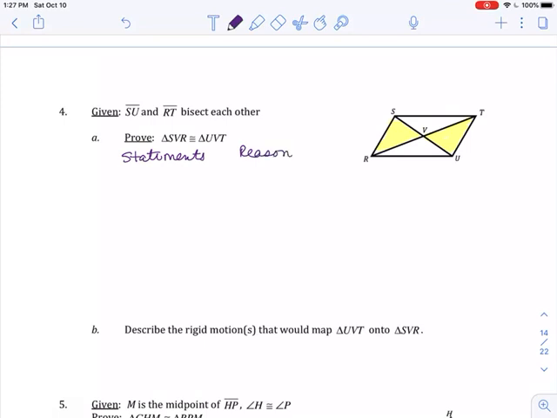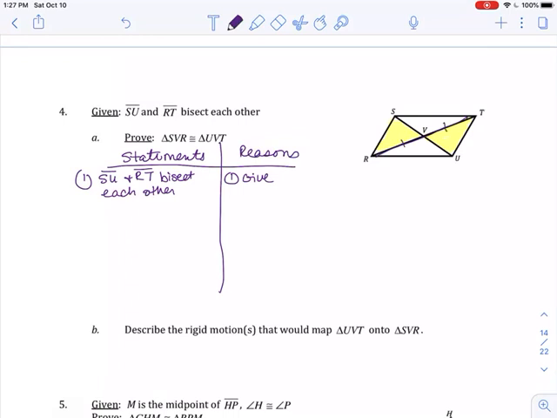And I know that SU and RT bisect each other. That means that they are both cutting each other in half. So a bisector results in congruent segments because this is a line bisector. SU and RT bisect each other, so they are both cutting each other in half. So SV is cutting RT in half. RT is being cut in half. Boom, boom, there are my 2 halves. And then SU is being cut in half, so this half and this half are congruent to each other. So I'm going to write both of those statements down.